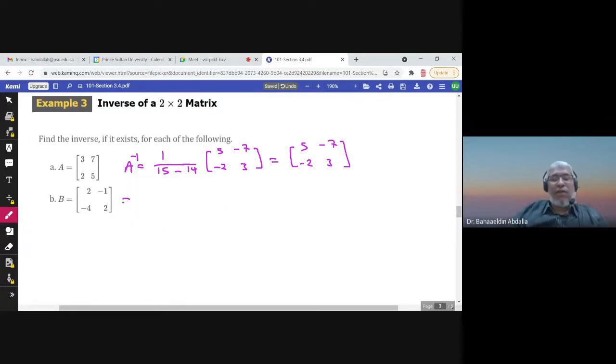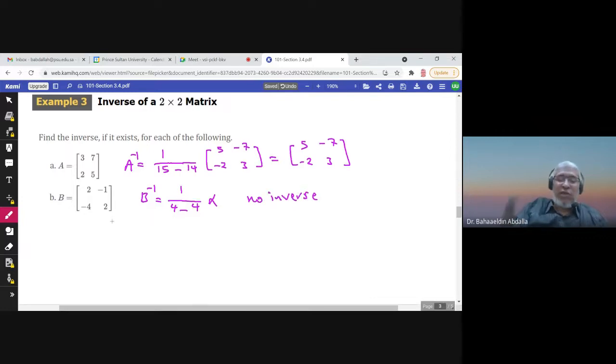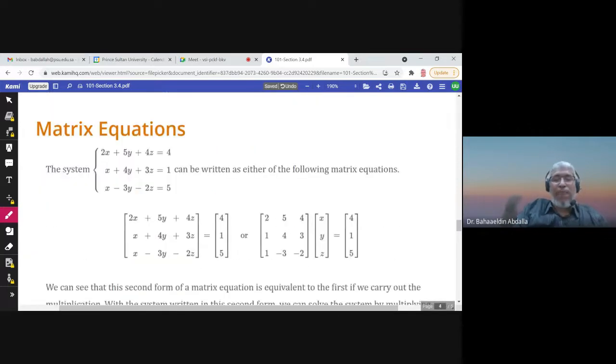Well, for this matrix, let us try to find B inverse. 1 over 2 times 2, that's 4, minus negative 1 times negative 4, which is 4. 4 minus 4 is 0. So there is a problem here, and this matrix has no inverse. The inverse does not exist.